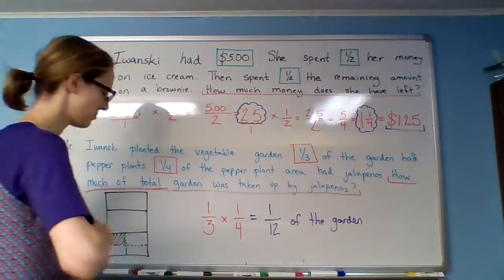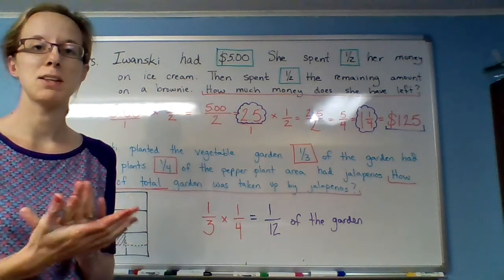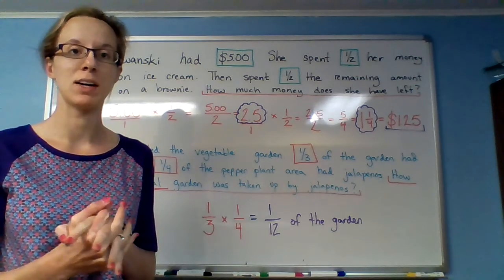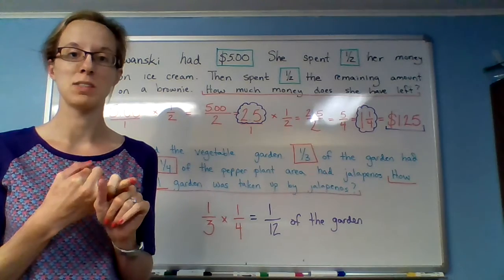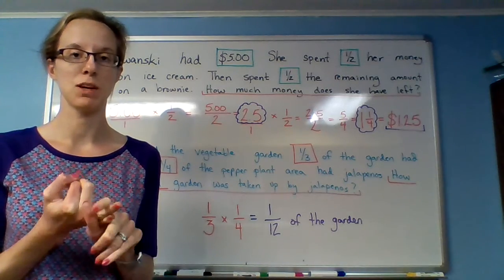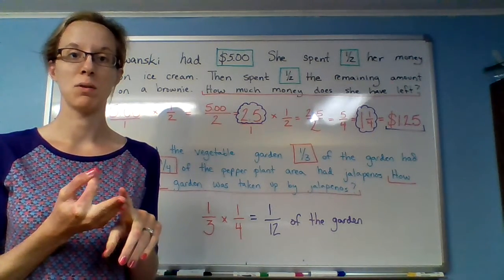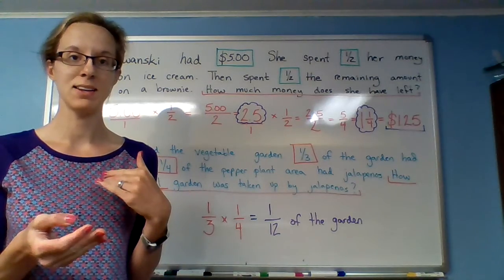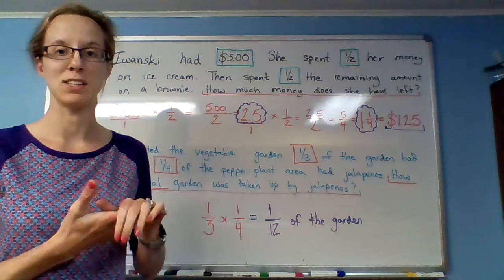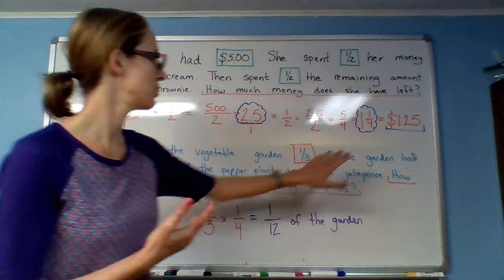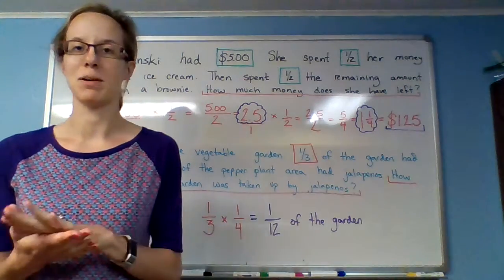So key steps to thinking about multiplying and dividing fractions during word problems. Find the numbers in your problem. Determine which numbers are actually going to be useful to solving your problem. Figure out whether you're multiplying or dividing. Complete the problem. Make sure that you've actually answered the question that it's asking. And make sure you have units on your numbers.